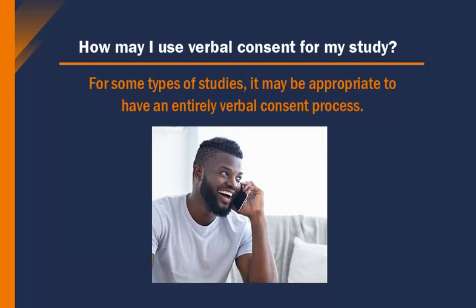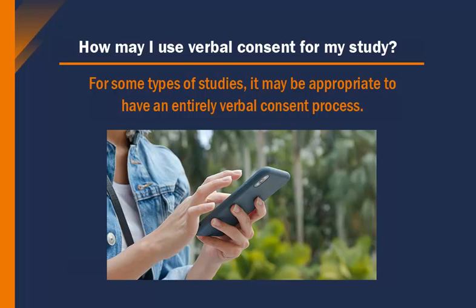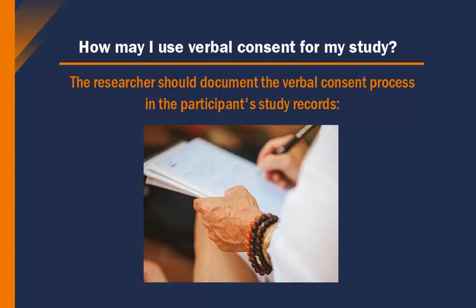For some types of studies, it may be appropriate to have an entirely verbal consent process. For example, maybe the study is conducted entirely over the phone. For studies like this, the study team should prepare and obtain IRB approval for a consent script that includes all necessary elements and is written in clear, non-technical language. Studies that use an entirely verbal consent process place more burden for documentation on the study team.